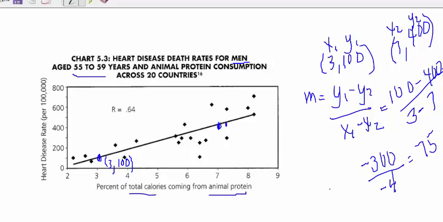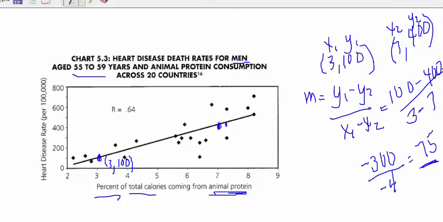So for every 1% increase in total calories of animal protein, the deaths go up by 75 for heart disease. So very telling.